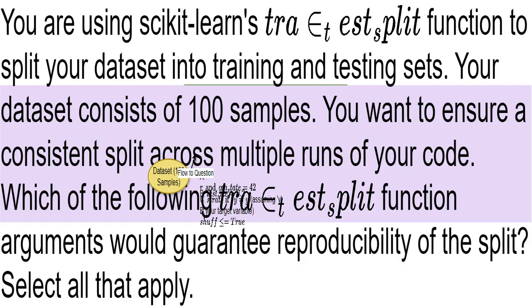train_test_split function in scikit-learn, a popular Python library for machine learning, to split my dataset, which contains 100 samples, into training and testing sets. The goal is to select the options that guarantee I get the same split each time I run my code. That's about reproducibility.